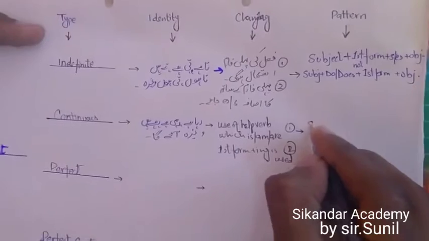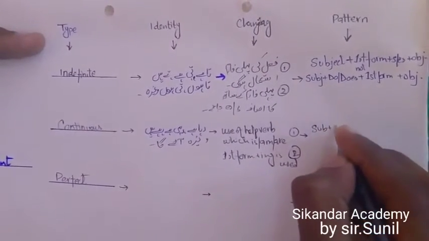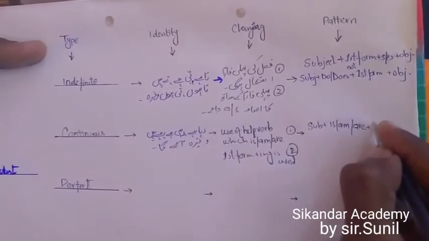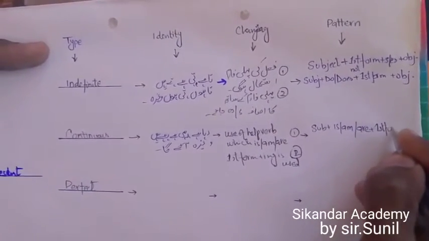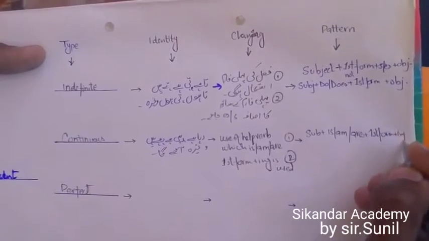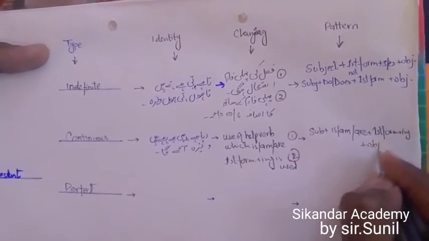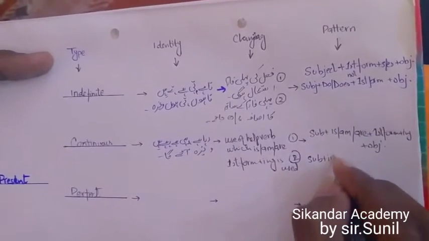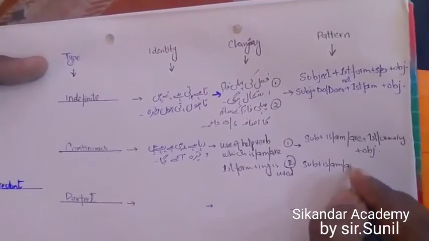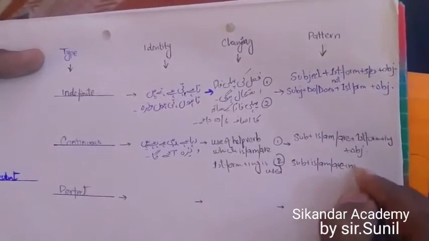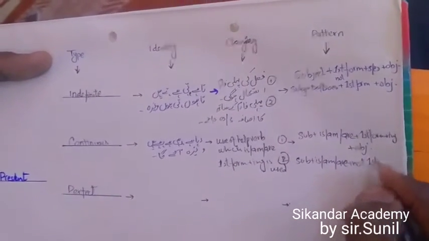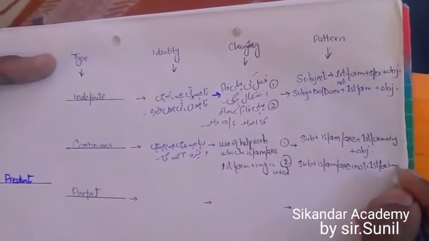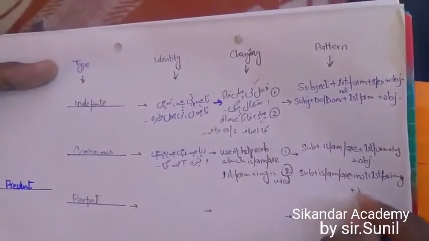Now the formula or pattern is that subject plus is, am, are plus first form plus ing plus object. As usual, subject plus is, am, are plus not plus first form plus ing, as usual object in the last.